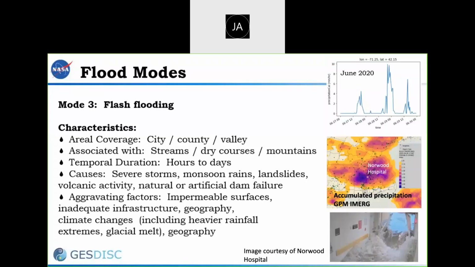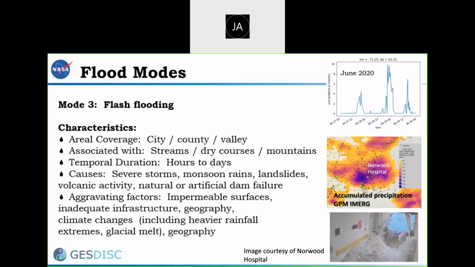They happen very quickly. They happen over hours, maybe a period of days. They're associated with severe storms, monsoon rains. They can be associated with landslides, which can break natural dams. Volcanic activity can trigger mudslides or lahars. And you can have failures of both natural, like an ice dam of a glacier, or an artificial.